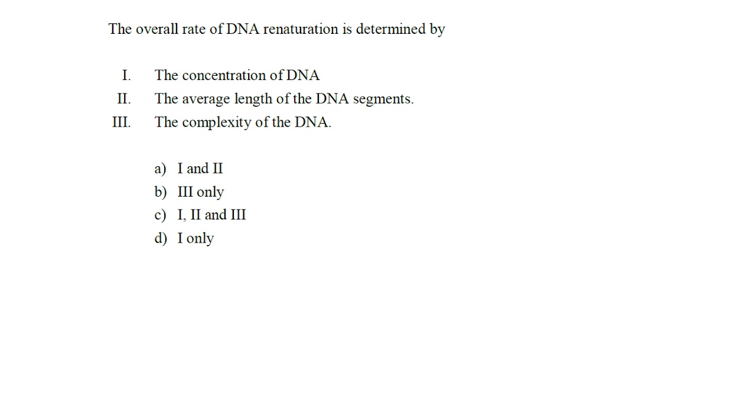The overall rate of DNA renaturation is determined by the concentration of DNA, the average length of DNA segment, and the complexity of DNA. First and second, third only, first, second, third, first only. Option three, first, second, and third. It is determined by all three factors, right?